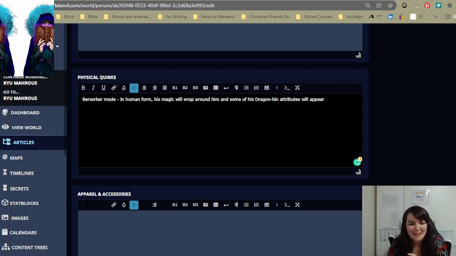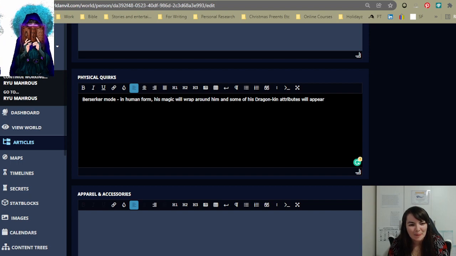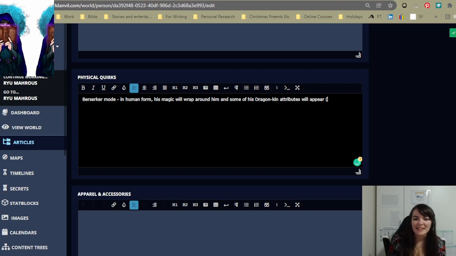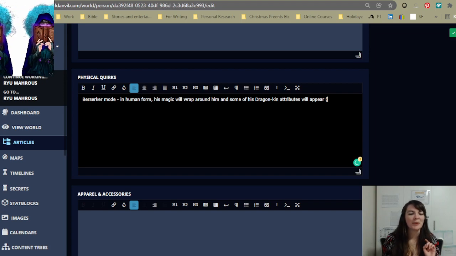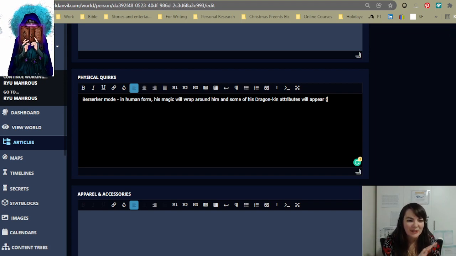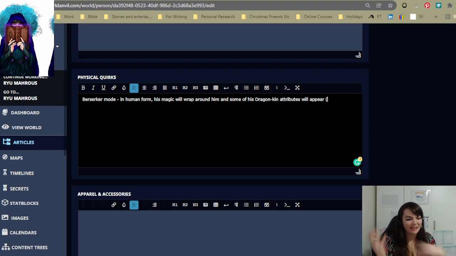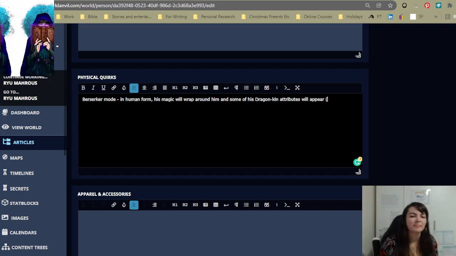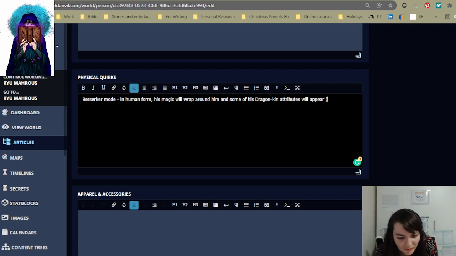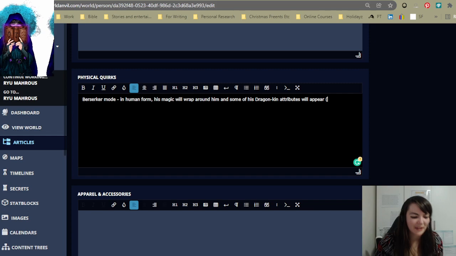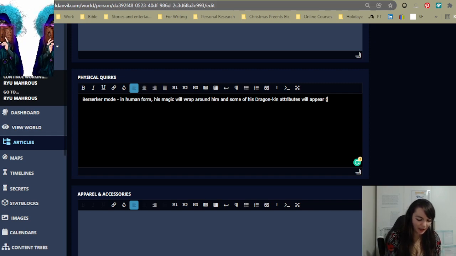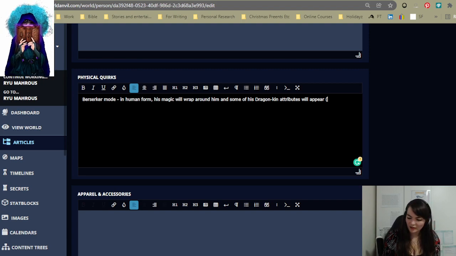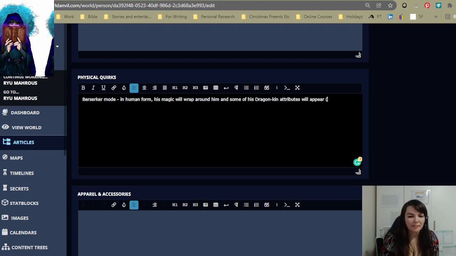So how much I should say, yes. But essentially, it makes sense that when Ryu goes into berserker mode, the magic around him is orange. And eventually when he takes control of it, it will be fully red, although still transparent.